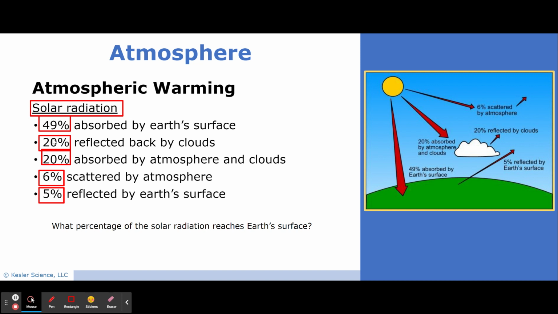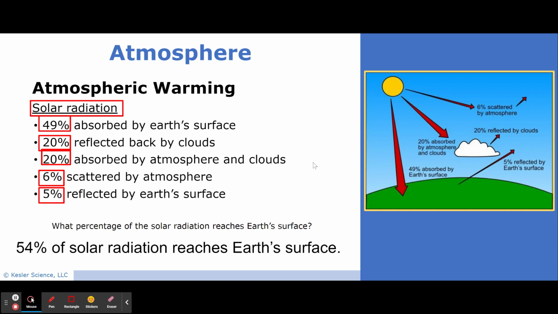Atmospheric warming, and I'm going to be honest with you, you're going to want to highlight this entire section. Solar radiation. You will have questions about solar radiation. 49% is absorbed by Earth's surface. 20% is reflected back by clouds. 20% absorbed by atmosphere and clouds. 6% is scattered by the atmosphere, and 5% is reflected by the Earth's surface. And your question, what percentage of solar radiation reaches the Earth's surface?